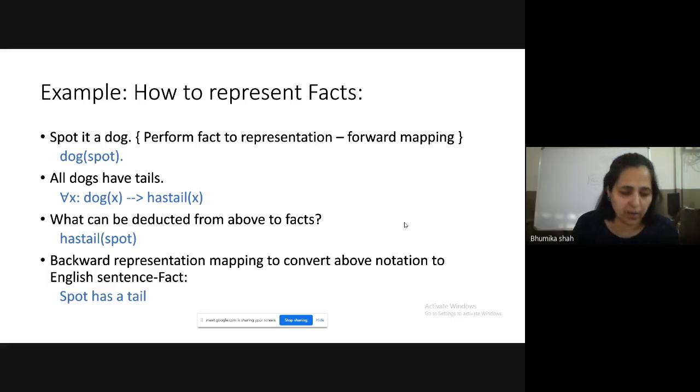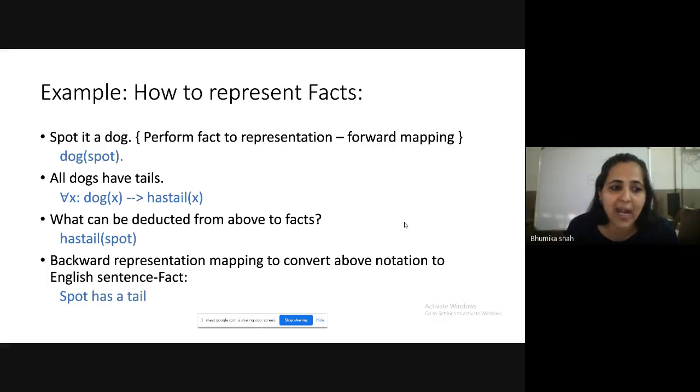When x is a dog, it implies, the arrow indicates implies. For all x, when x is dog, it implies has_tail(x). So here we have used two predicates because we need to indicate two information. We are talking about dogs and we are talking about dogs which are having tails. So dog(x), where x is a dog, and has_tail(x).